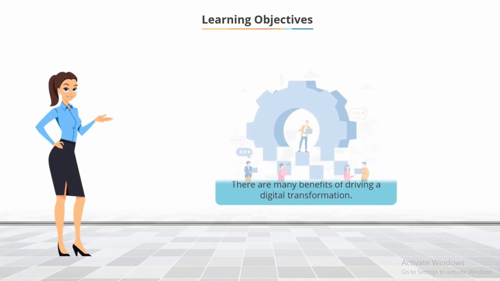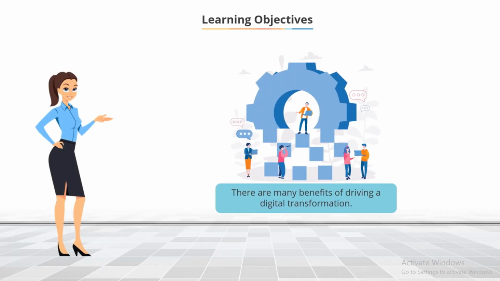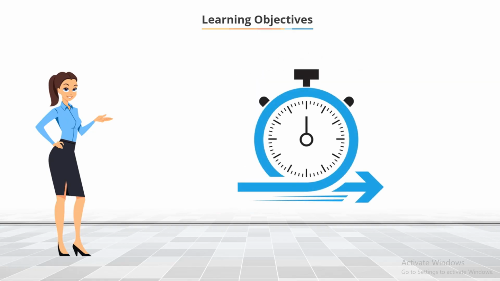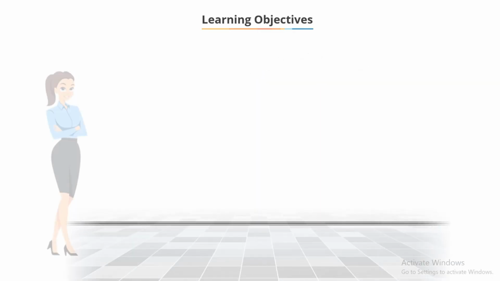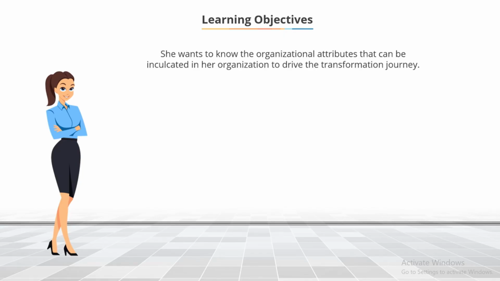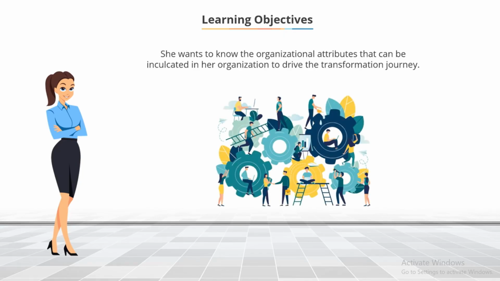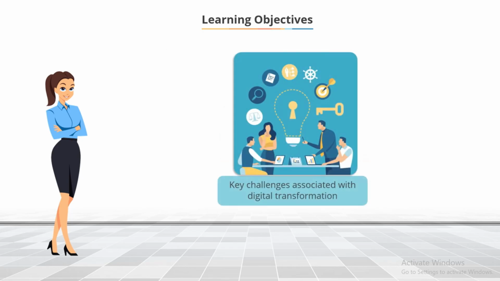Anna knows that there are many benefits of driving a digital transformation. She wants to leverage these in an agile and systematic manner. Before formulating the plan, she wants to know the organizational attributes that can be inculcated in her organization to drive the transformation journey. Anna also thinks about the key challenges associated with digital transformation. Let us try to find the answers to these questions in this lesson.